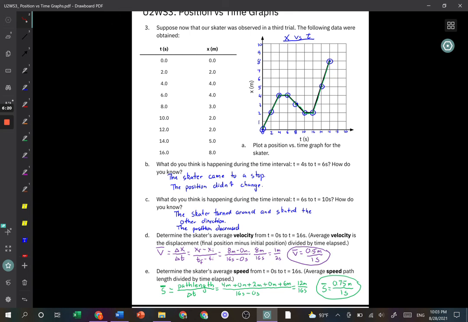However, if we were more interested in the fact that the skater went to the right, they stopped, they went to the left, they stopped, and then they went to the right to their final position, then we would be interested in looking at our speed to see how fast they're going over that period of time.